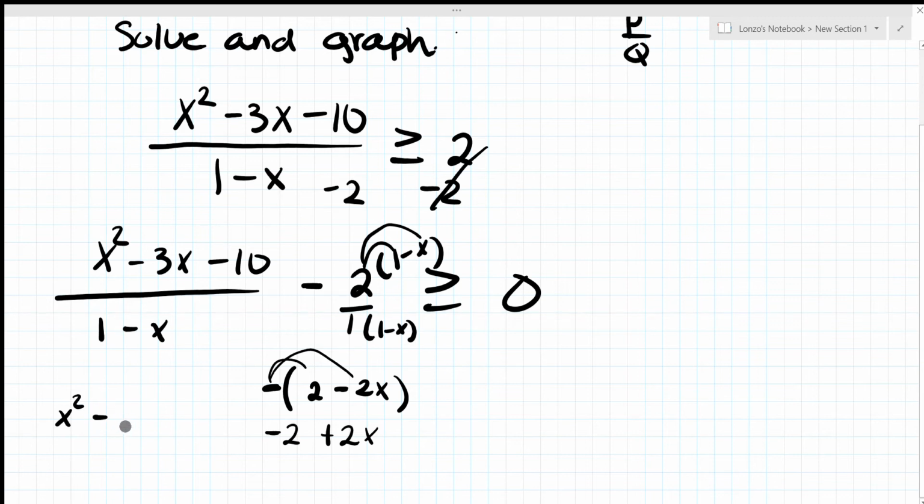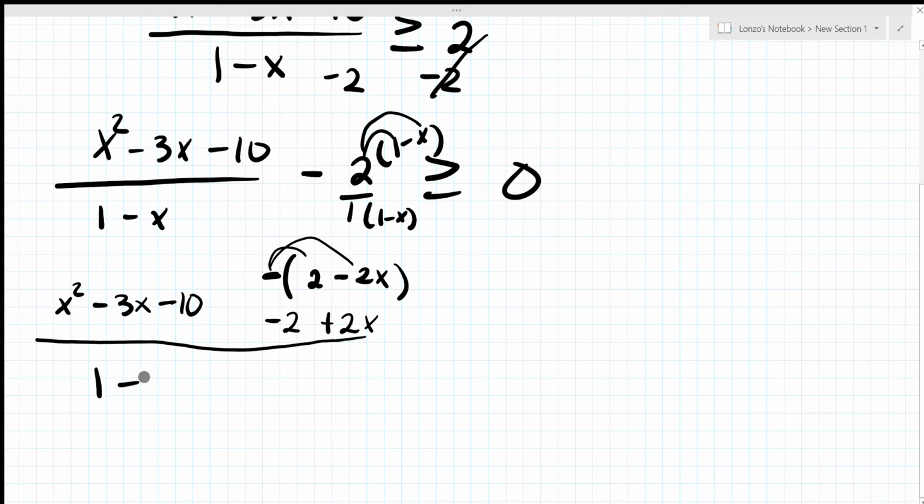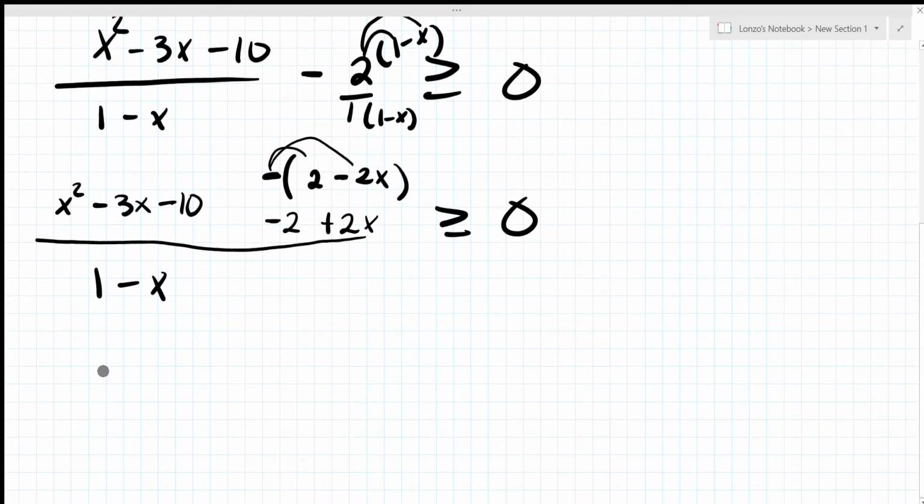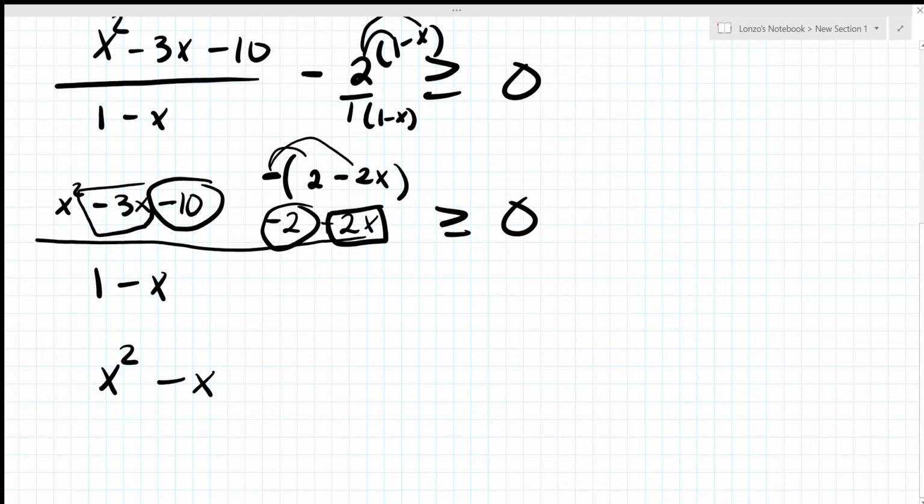So this is x squared minus 3x minus 10 all over the common denominator, which is 1 minus x, greater than or equal to 0. Now let's clean up the numerator. What can we combine? We only have one x squared, so it's x squared. Let's combine the x's. We have a 2x here and a negative 3x. Negative 3x plus 2x is a negative x. And then we have a negative 10, I'm going to circle this, and then a negative 2. Negative 10 and negative 2 is negative 12.